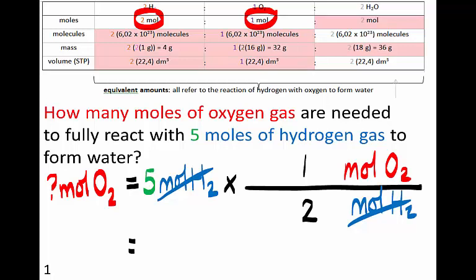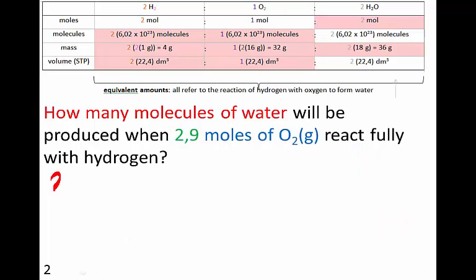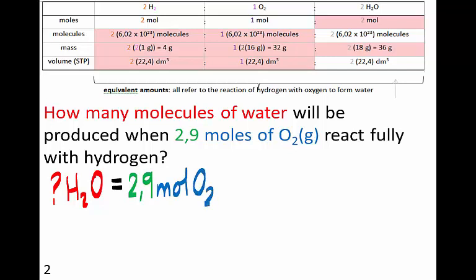Very easy. 5 divided by 2, 2.5 moles of oxygen. How many molecules of water will be produced when 2.9 moles of oxygen react fully with hydrogen to form water? So again, we need a conversion factor, which we're going to take from this table, making sure that our conversion factor is useful.